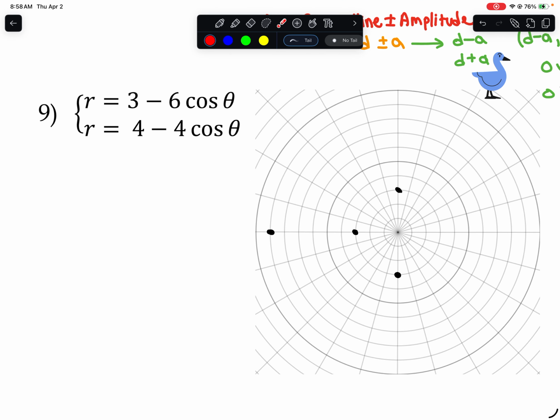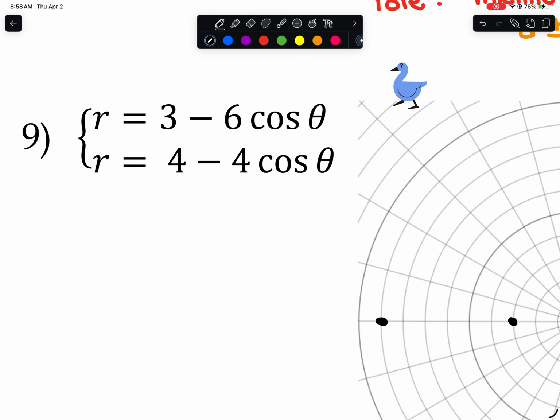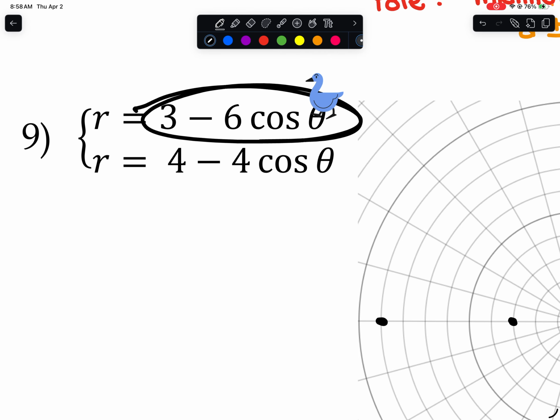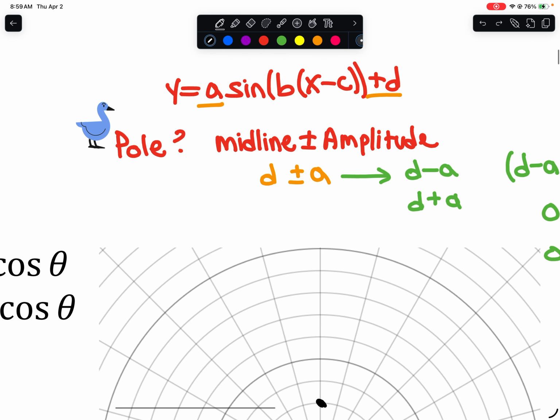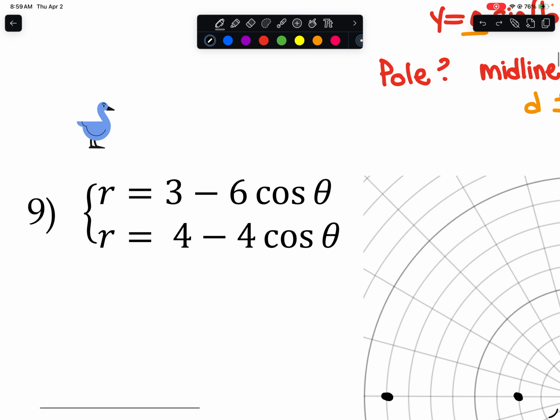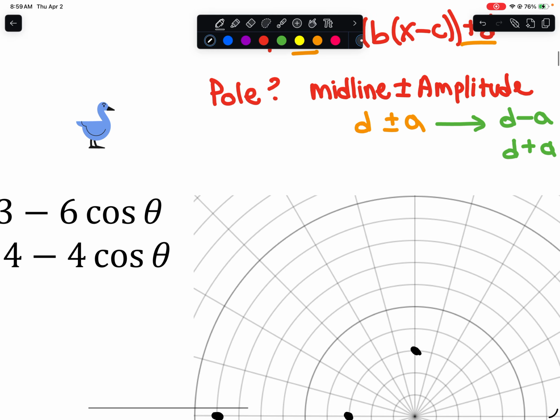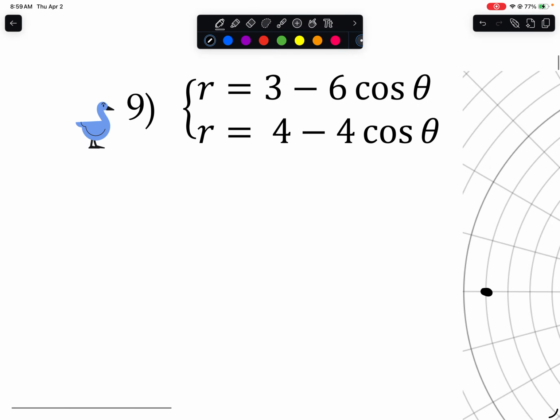So anyways, over here, when I check the Limaçon with the inner loop, I'm going to check to see if this equation is going to pass through the pole. So I know my midline is going to be 3. I know my amplitude is going to be 6. We're going to disregard this negative here because that's just going to tell us the direction. When you're taking the values to do d plus or minus a, you're going to take the absolute value of those individual values. Okay, so when I check the pole, I guess we'll just do this over here.